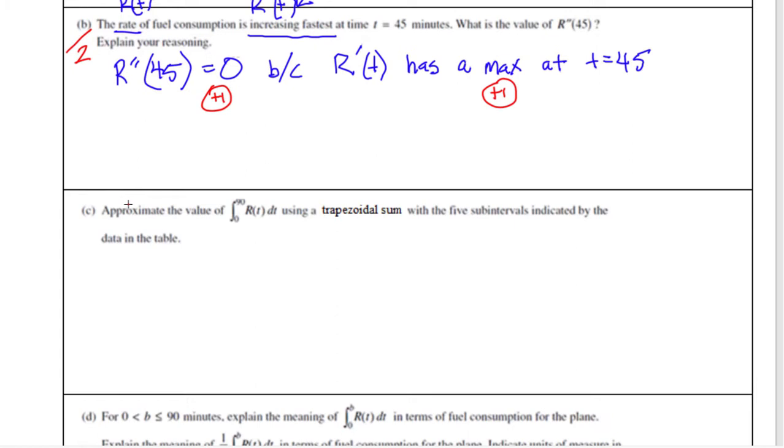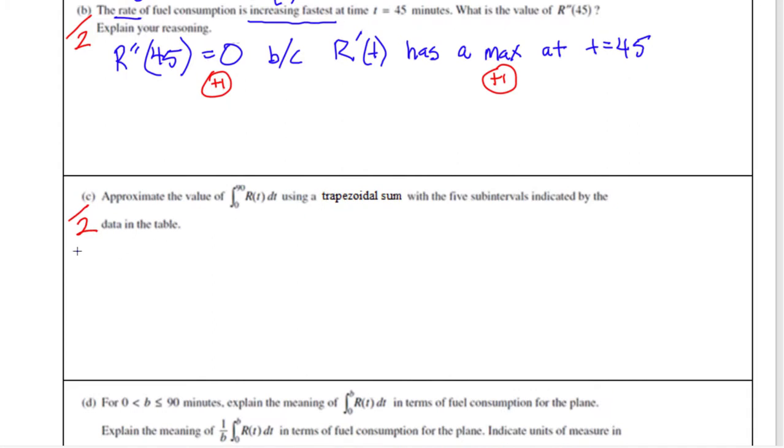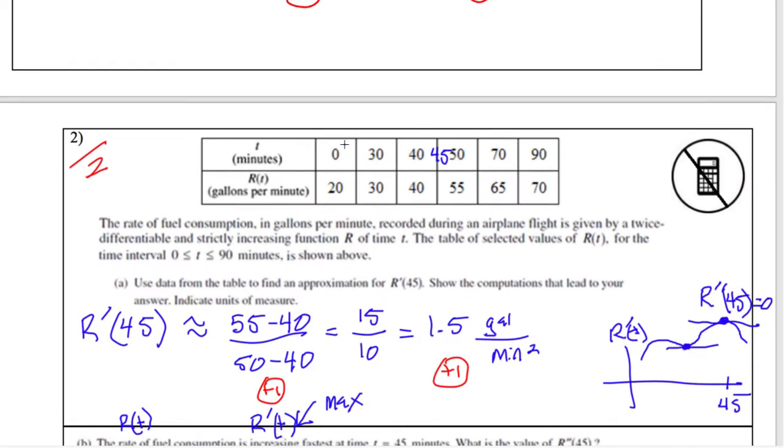Part C was out of 2 points. So we're using trapezoidal sum for this one. So again, I'm going to go ahead and write the integral between 0 and 90 of capital R of t dt is approximated by trapezoidal sum. Trapezoidal sum means I'm doing the distance between 0 and 30, which is 30, that's pretty easy.